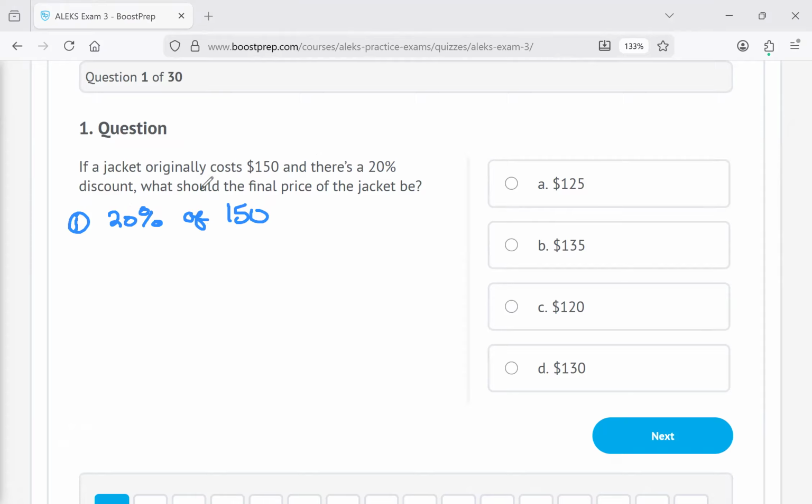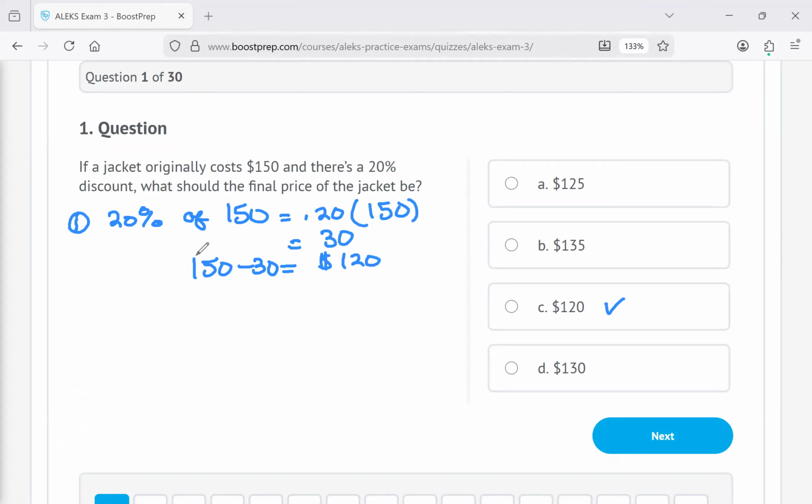If the jacket originally costs 150 and there's a 20% discount, what should the final price be? It's going to be less than 150. So what is 20% of 150? It would be 0.20 times 150, and that equals 30. But that is not our answer. It's a discount off, so you're going to do 150 minus 30. That is your final price, so that is $120. Okay.